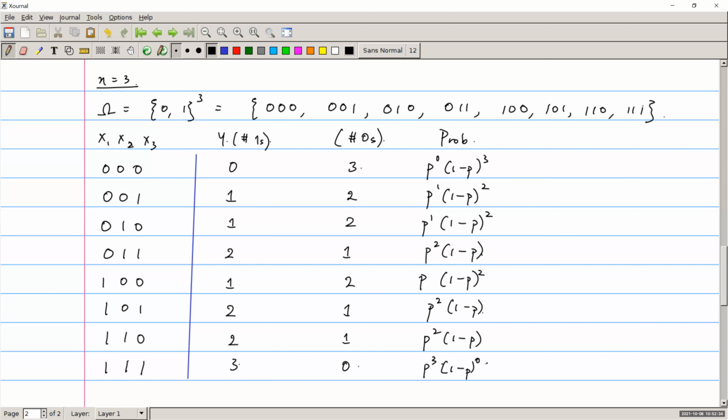Is everyone okay with this? This is how we wrote the probability. When we wrote that one line, that the probability of any sequence with exactly k ones is p to the k times 1 minus p to the n minus k, it is equivalent to writing out this entire table. That's exactly what we did. We just did it a little bit abstractly. Now this is the number of ones, this is the number of zeros. The random variable y counts the number of ones, so it's exactly this column.